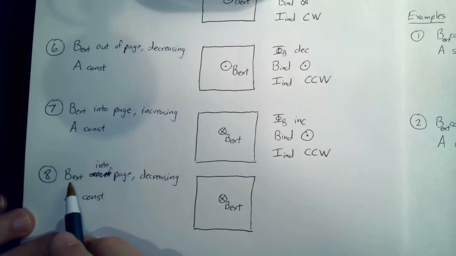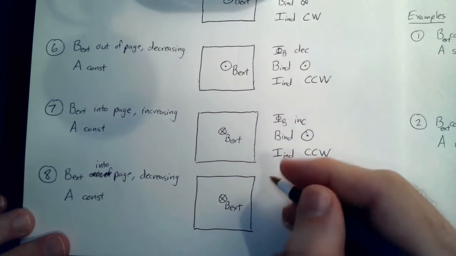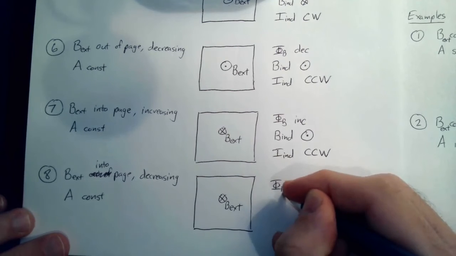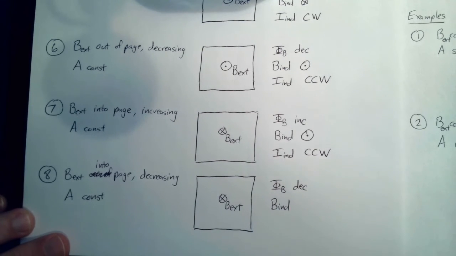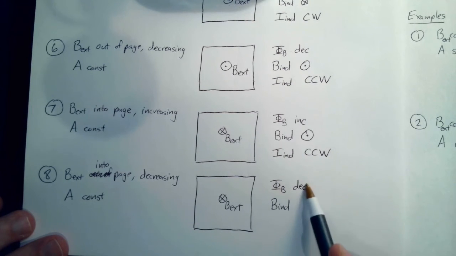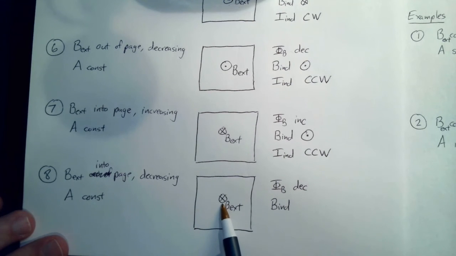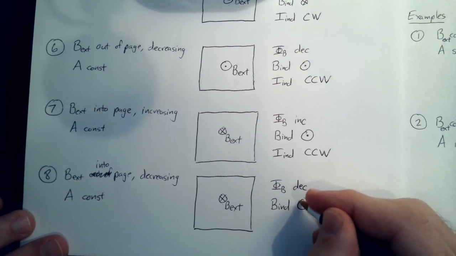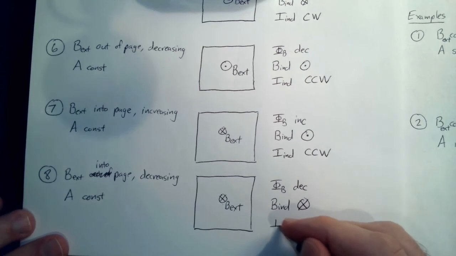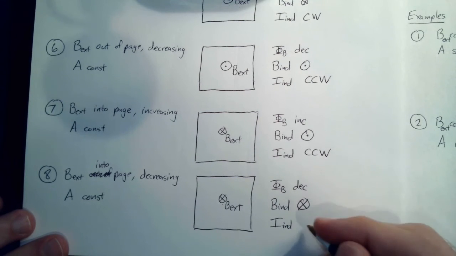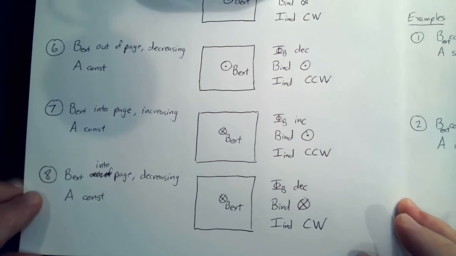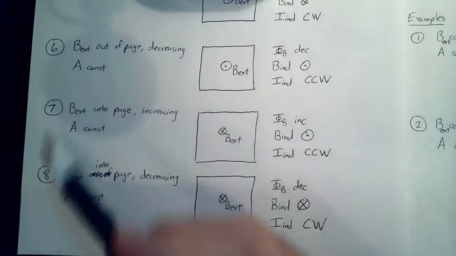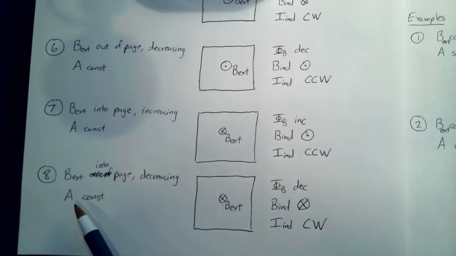In this case, B is into the page and decreasing. So that means the flux is decreasing. So the induced magnetic field is going to try to stop this decrease. So it's going to try to boost the external magnetic field, so it'll be in the same direction. And then the induced current is clockwise. So I went through all 8 permutations here.